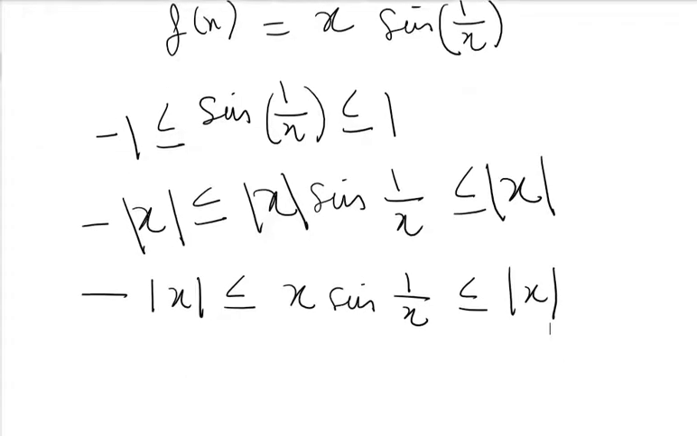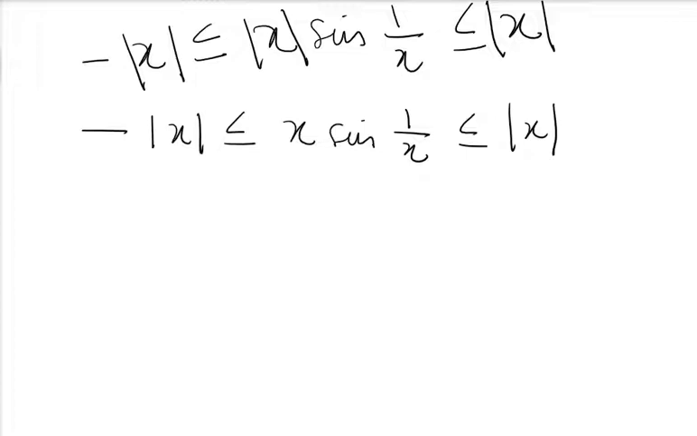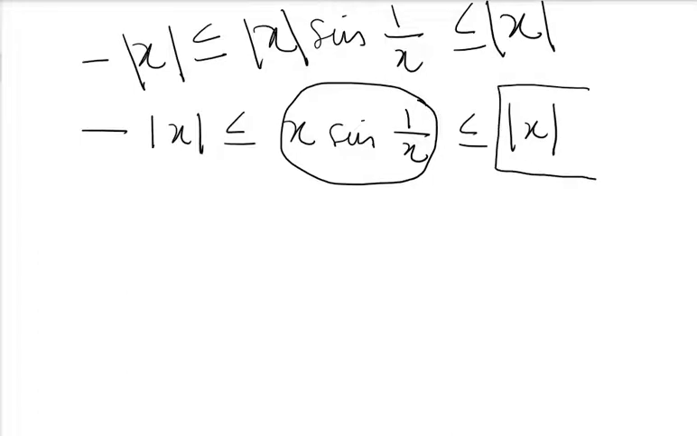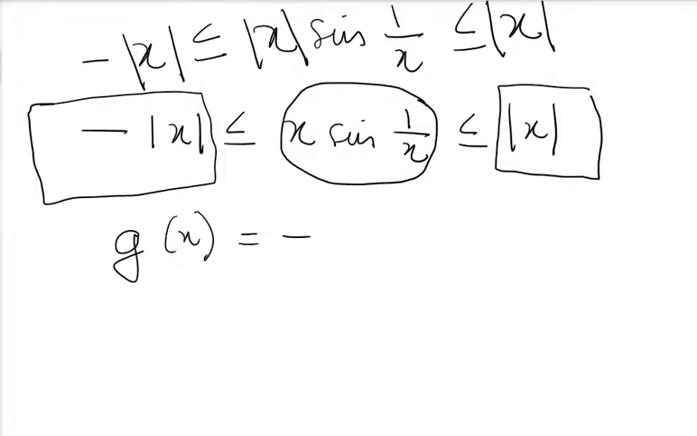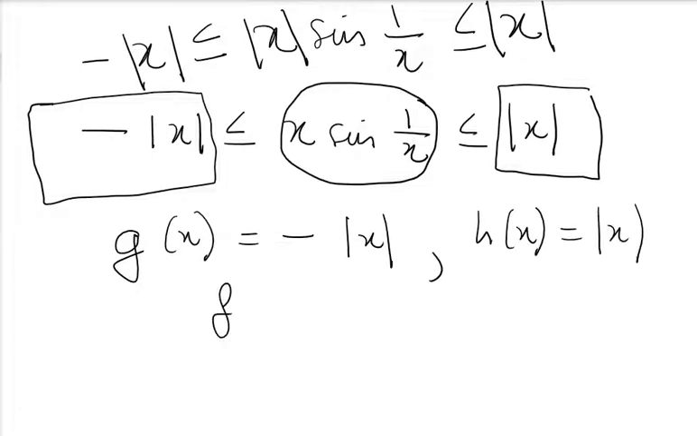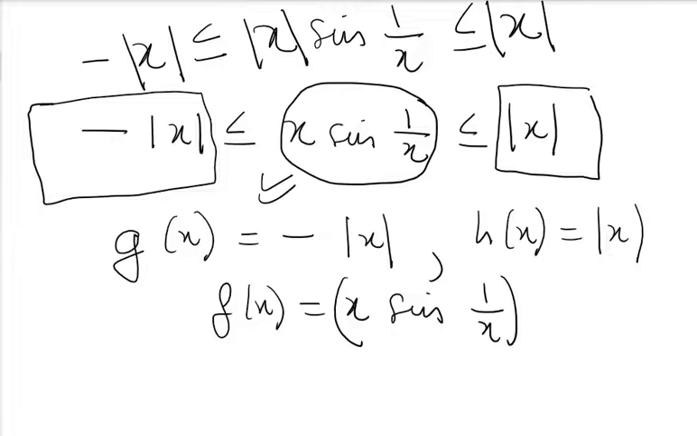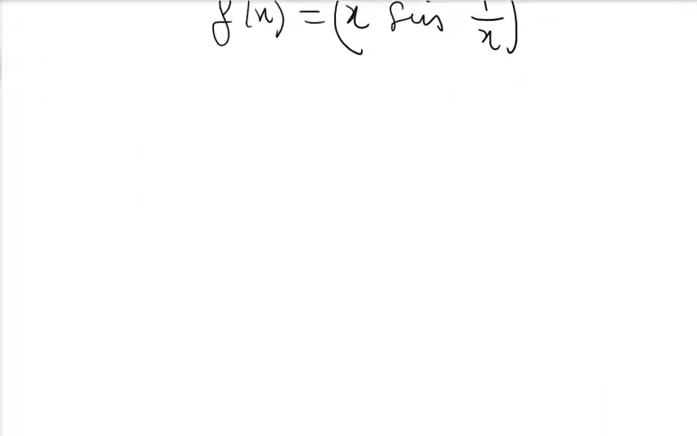Now you see, what have we done? We have taken this function in between this function and this function, right? So let's name g of x is equal to minus mod x, and h of x is equal to mod x, and of course f of x was given as x sine 1 by x. So what happened is that I have squeezed this function between this function and this function. Let me show you in a graph.